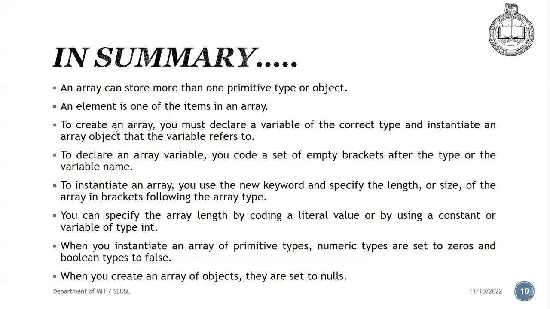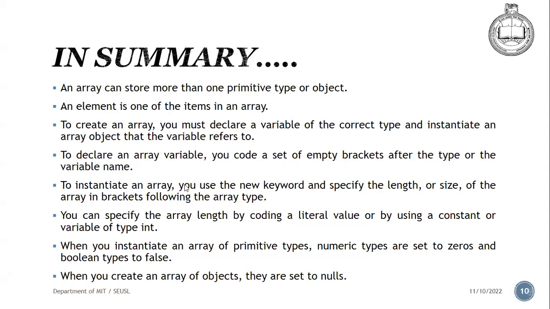So in order to create an array, you have to declare the variable type, the data type of the array, and also you have to create an object. I mean, instantiate an array object. So here, it's all about initializing, to which the variable refers to. To declare an array variable, you code a set of empty brackets after the type or the variable name. So that is using array initializer.